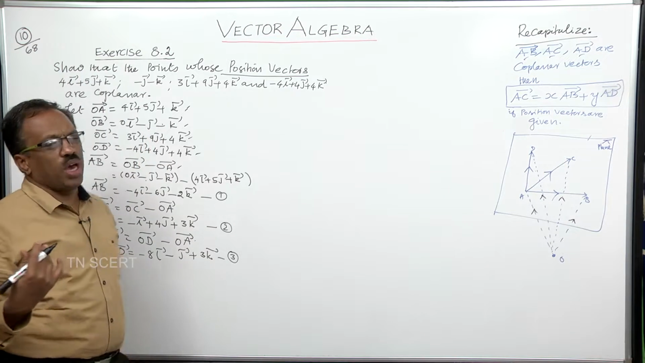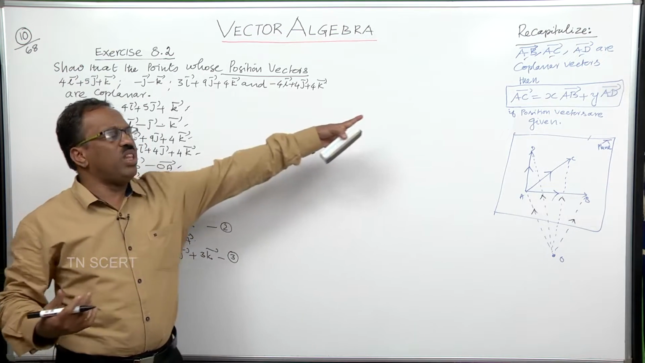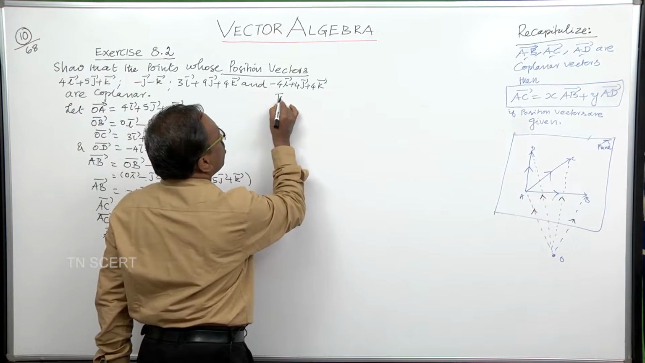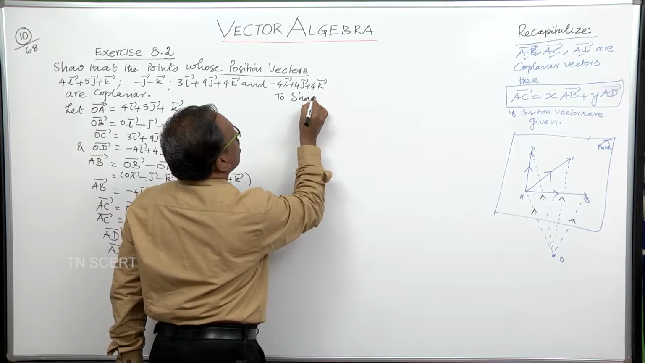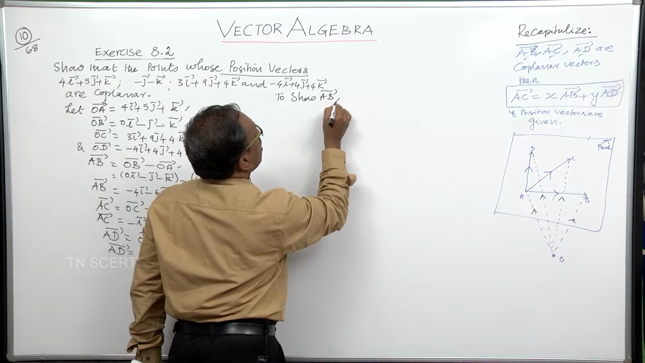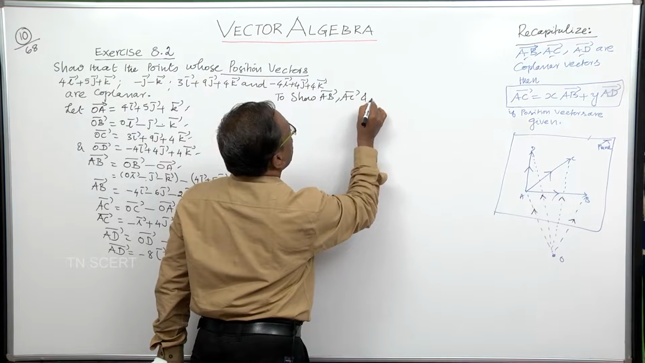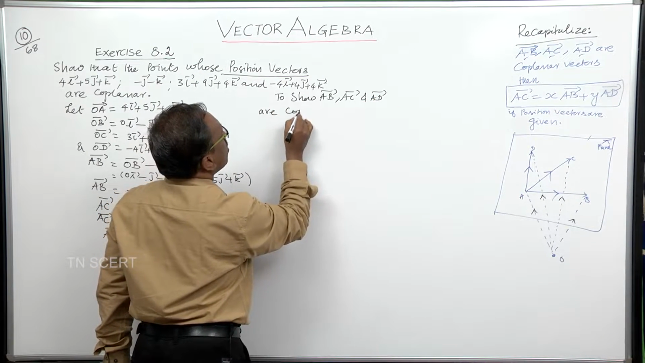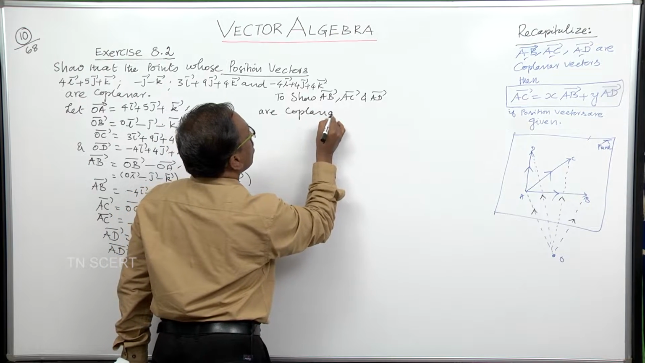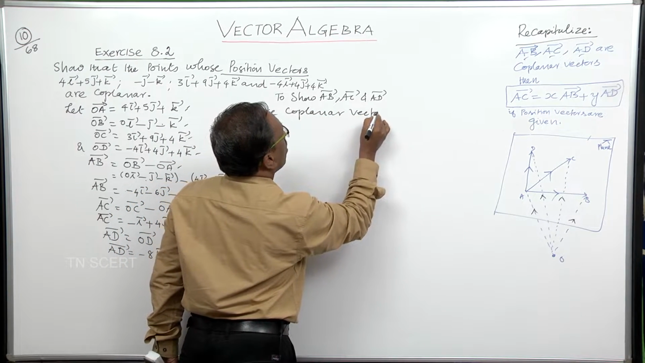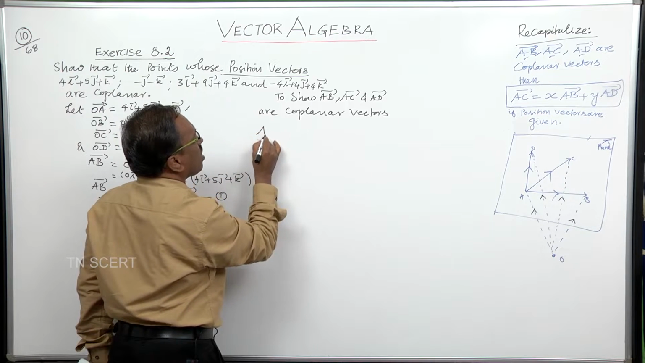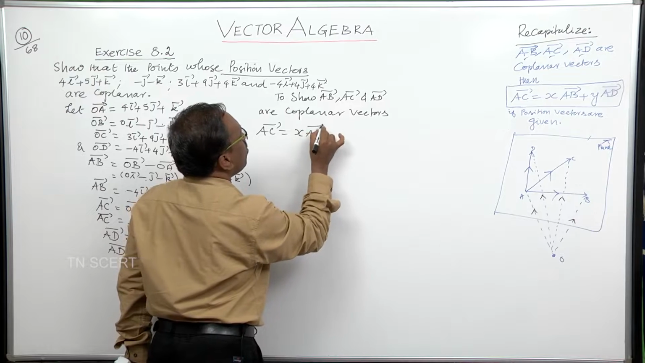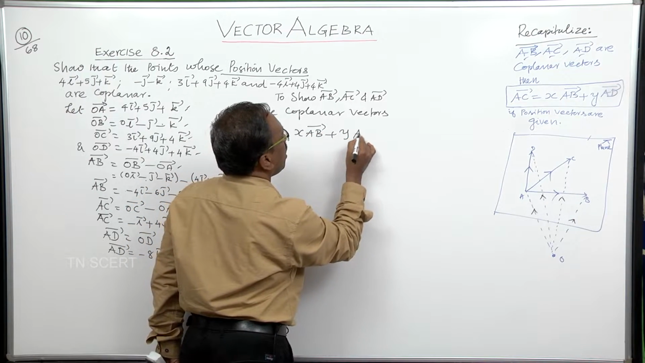Now we have 3 vectors. Now we have to represent with the help of this formula. So to show AB, AC and AD are coplanar, we have to take the accountability of vectors. AC vector equal to x into AB plus y into AD.